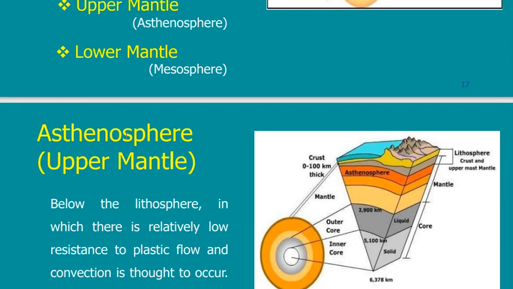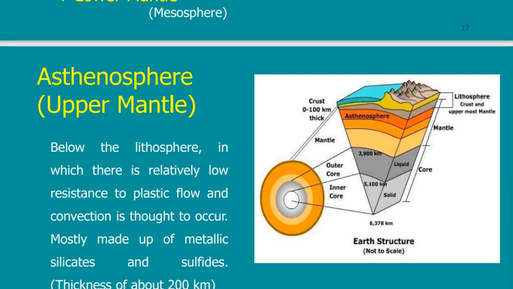So the asthenosphere, we said, is below the crust, in which there is relatively low resistance to plastic flow, and convection is thought to occur. Convection is thought to occur at this location, and this is very important. It is mostly made up of metallic silicates and sulfides.